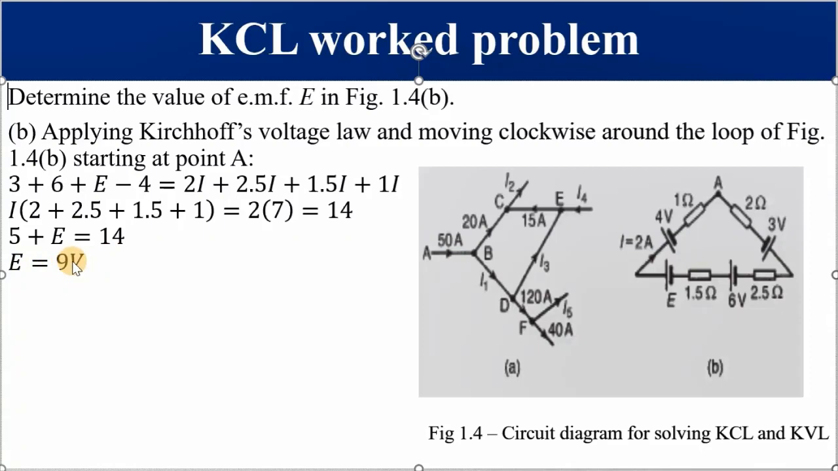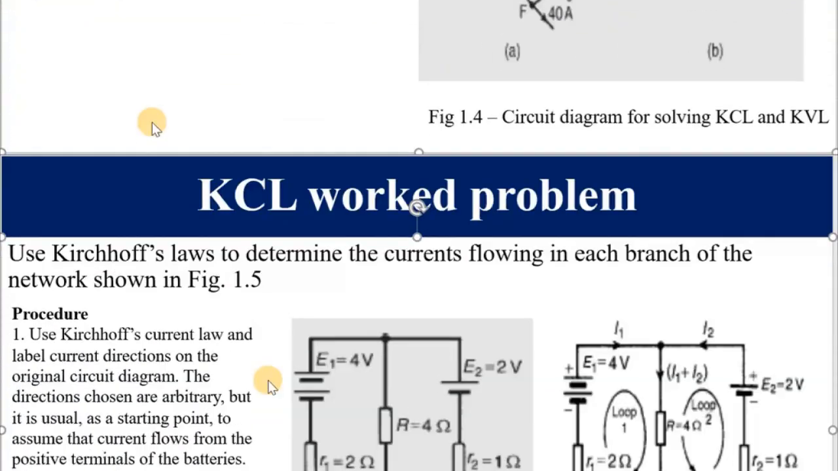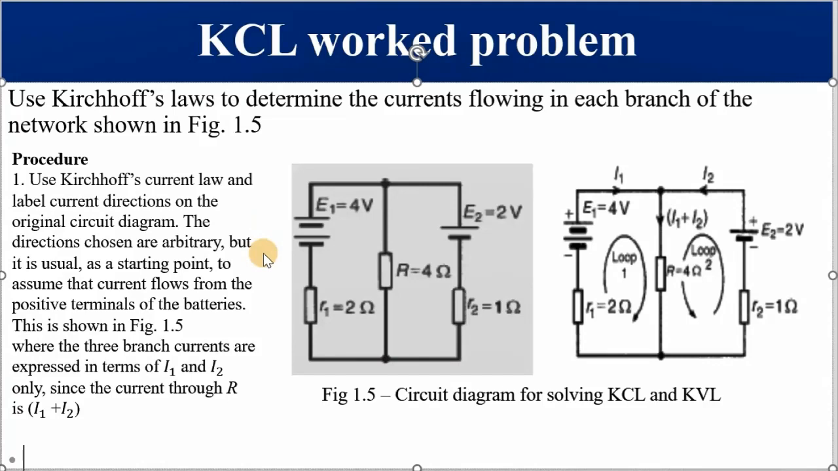Guys, you must be able to solve Kirchhoff's current law as well as Kirchhoff's voltage law problems. Another worked problem on Kirchhoff's current law. This time you are given a circuit diagram with two sources E1 and E2, and we said that you cannot solve this using Ohm's law. So the question says use Kirchhoff's laws to find the currents flowing in each branch of the network.